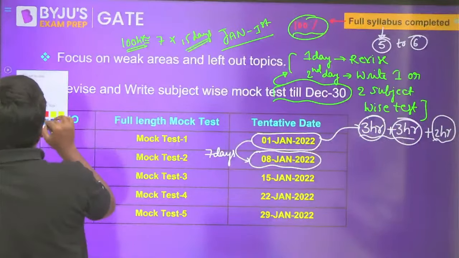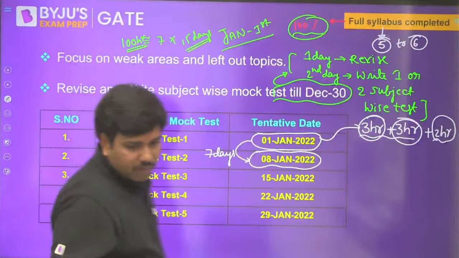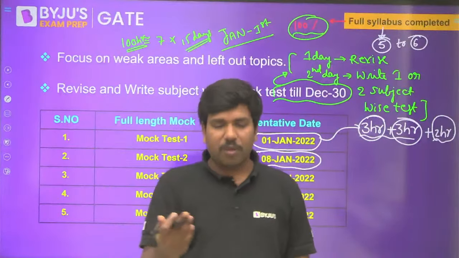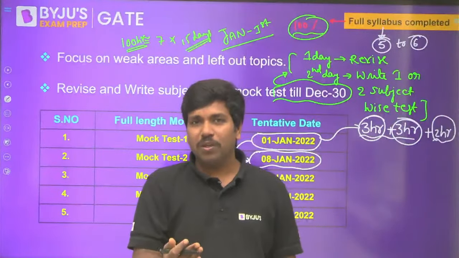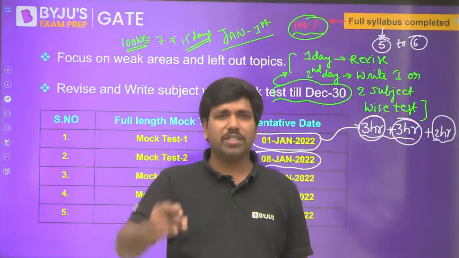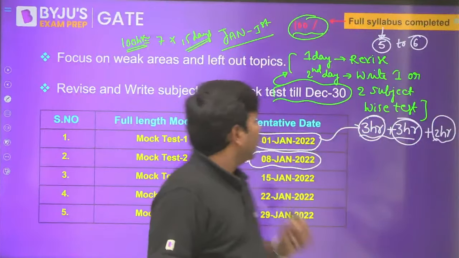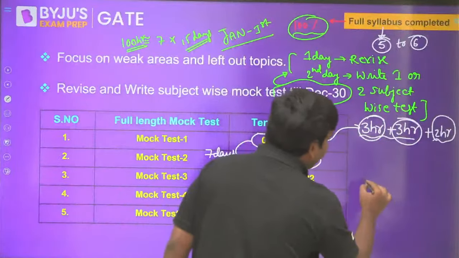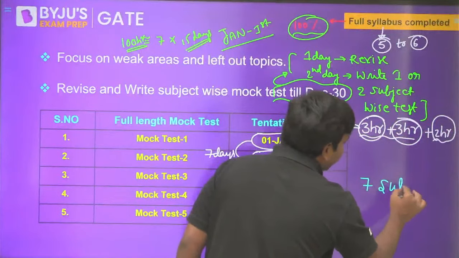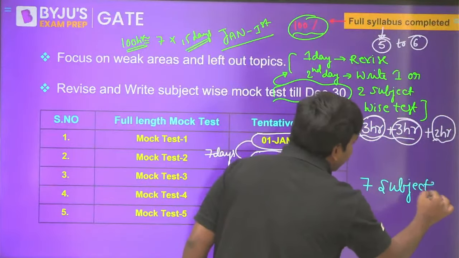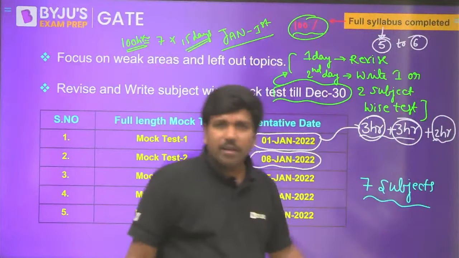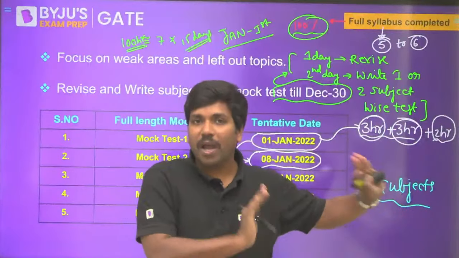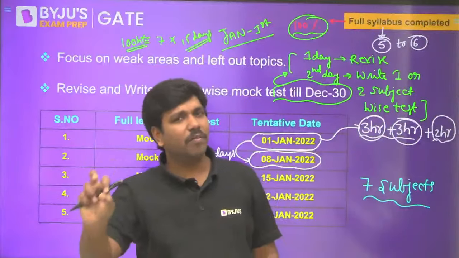I personally believe that whether you are an EC student, electrical student, mechanical student, or whichever branch you belong to, instrumentation, chemical, civil, in your branch of engineering there will definitely be 6 to 7 popular subjects which are very, very important. Not all the subjects. 70% of the subjects have high weightage, and 30% of the subjects have very low weightage.